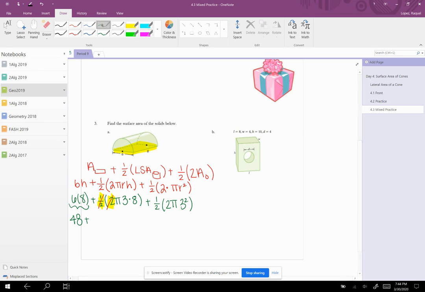That's going to cancel out. And then I'm left with pi times 3 times 8. So 3 times 8 is 24. So I'm left with 24 pi plus.